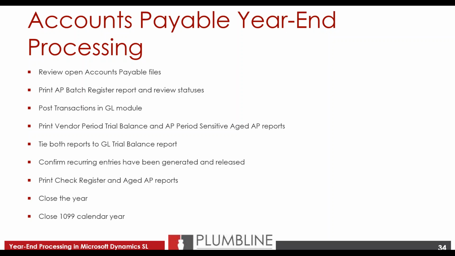If you have recurring entries that you utilize in accounts payable, you want to make sure that those have been generated, released, and posted to the general ledger as well. I would also recommend printing the check register report and your aged AP reports out of AP, and then you can close the year in the GL closing screen. The last piece then is to close the 1099 calendar year. What that's going to do is roll the two open 1099 years forward 1 year.